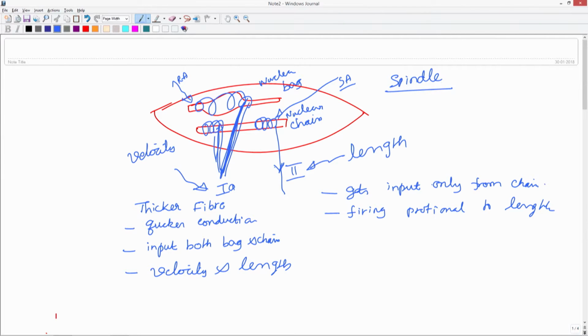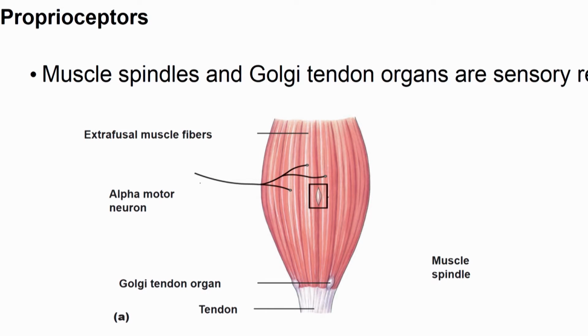Okay. Now, the question is, why does it require velocity and length? Why not just length is good enough? Okay. That we will take it up later. Now, we will finish off how it is actually measuring it. Okay. So, I hope this part, the muscle spindle, is clear. Let me go to the other parts of the muscle.